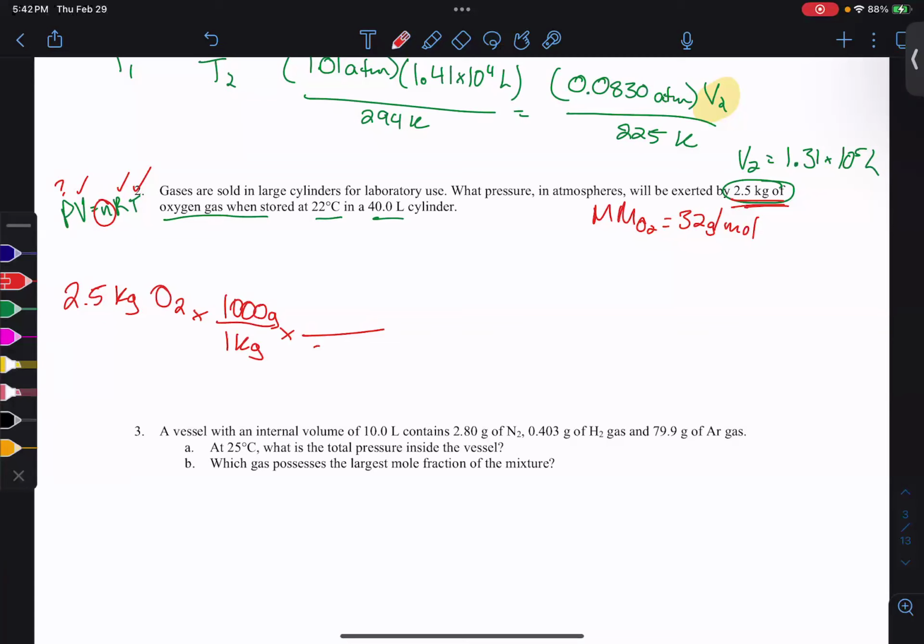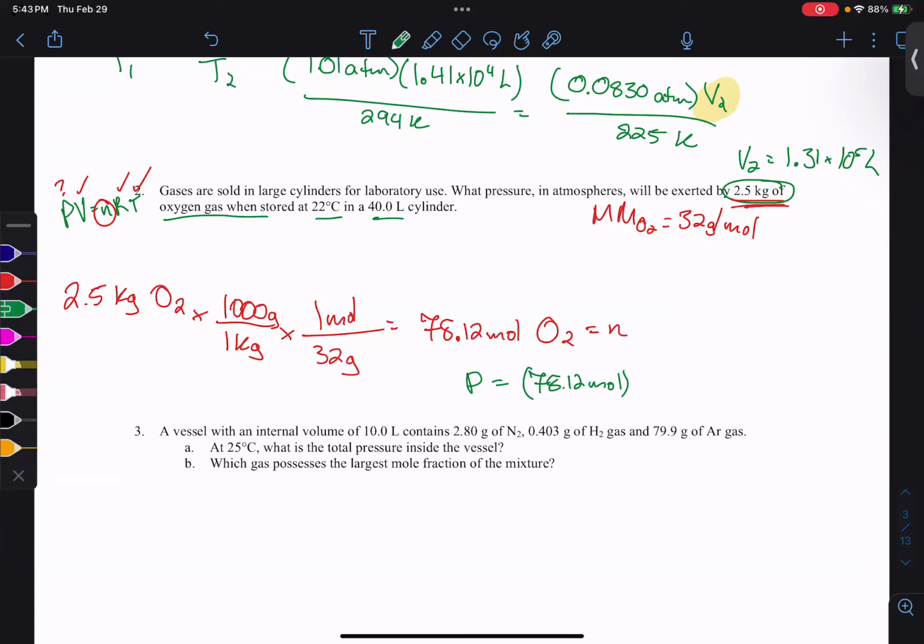Let's convert that to a mole amount. 32 on the bottom, 1 mole up top. This sample actually contains 78.12 moles of O2. So this is n in PV = nRT. And so we just go ahead and plug and chug. We're solving for pressure equals 78 moles times R.